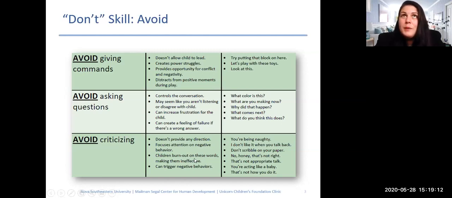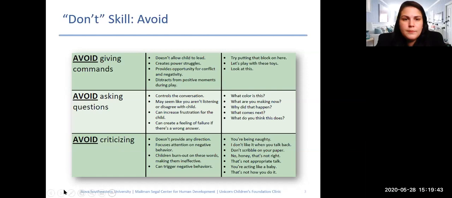And I've seen this so many times where we continuously tell children how they're doing something wrong, and at some point they kind of lose interest in listening. And then again, it can trigger the negative behavior, either that power struggle or tantrums or whatever it is, the non-compliance that you're trying to work on through PCIT. And again, some examples: you're being naughty, I don't like it when you talk back, don't scribble on your paper. No, honey, that's not right. So these are the don't skills.